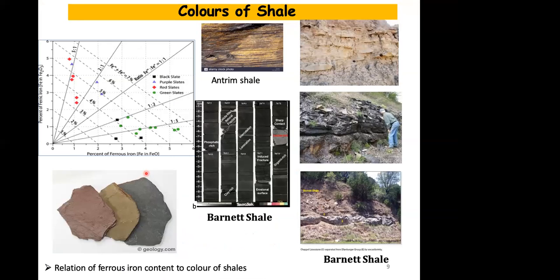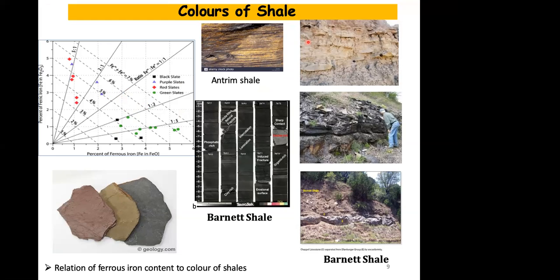Shale mineralogy. Shale is mainly composed of organic matter, and clay minerals such as illite, kaolinite, smectite, and other minerals like silica mineral, quartz, orthoclase, feldspar, then carbonate minerals, iron minerals, sulfide minerals, and there may be presence of heavy minerals in the shales. Based on their mineral variation, you will get different types of shales, and the constituents of the shale will affect the color of the shale.